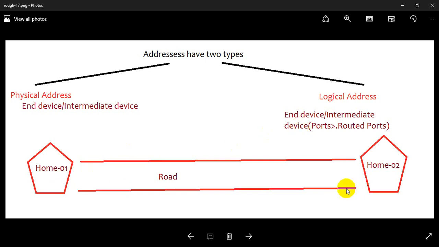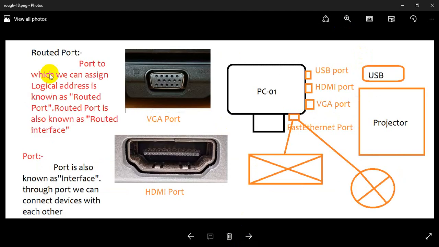So this is the diagram. For example, this is your home and this is my home, and there is a road, and you want to come through the road by bus or by cycle from your home to my home. You should just know my home address, then you can come. So this is the real life example of an address. But in networking, there are two types: physical address and logical address. I already explained it. We will take it from here.